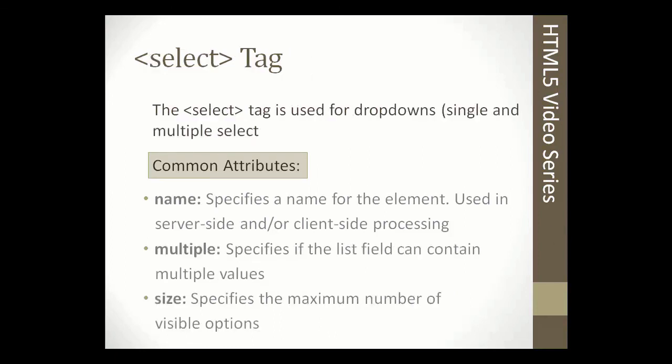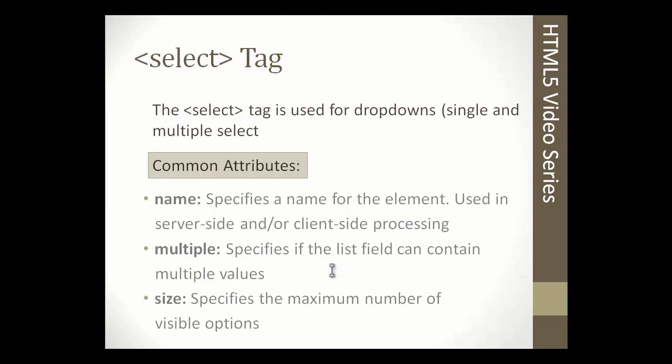And here we have the select tag, and the select tag is used for drop-down type fields. It can be single. It's the single arrow that you click, and a drop-down will show, and you'll select one. Or it could be the kind where it's a list of multiple options, and you can hold Shift or Control and select multiple options. And it takes the name attribute just like all the other input fields.